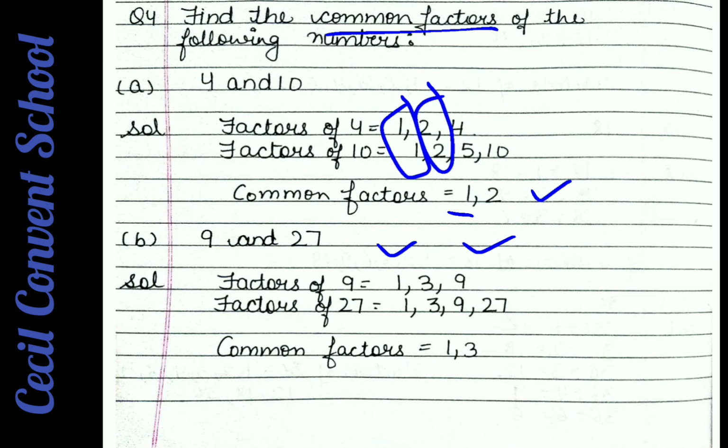Clear? Then the factors of 27. 1 and 27 you already wrote. Then you see 27 comes in the 3 table. 27 is an odd number, so it does not come in the 2 table. Clear? So 3 9s are 27. If you know that in any table the number does not come, you will stop. Clear? Now the common factors are 1 and 3. So you write 1 and 3 as the common factors.